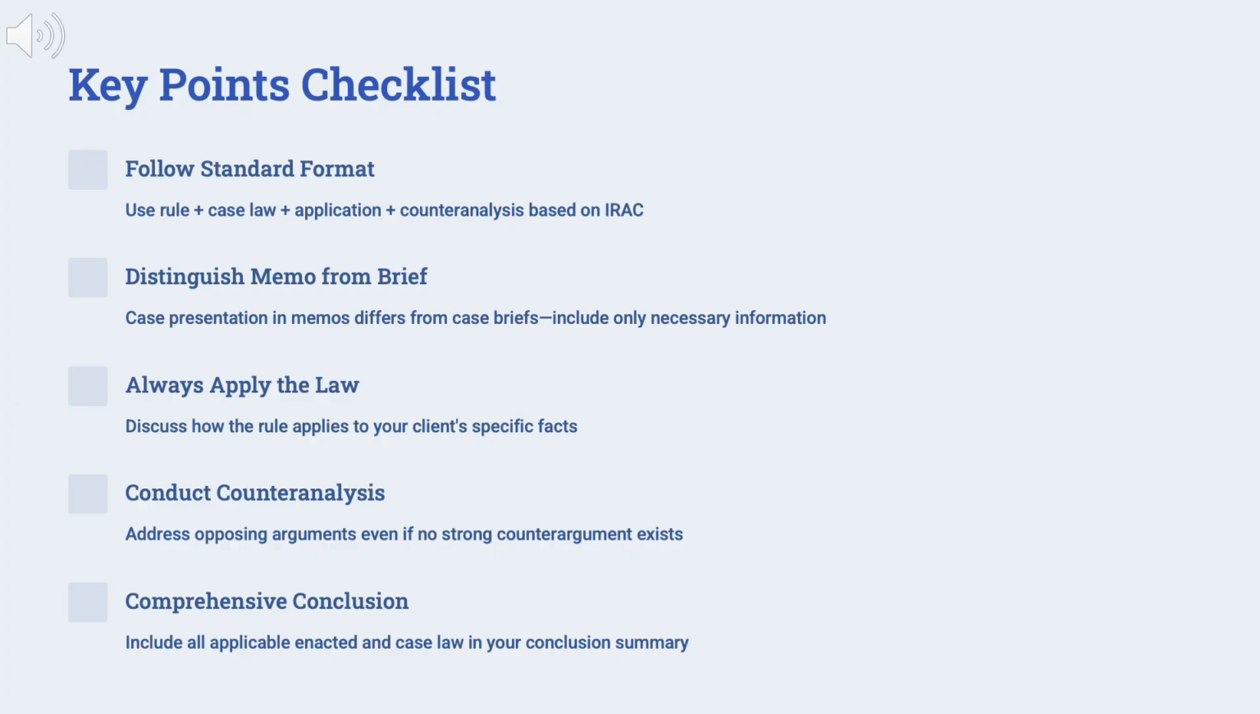The second point is to maintain the distinction between how cases are presented in a memo and how they are presented in a case brief. The memo includes only what is necessary to demonstrate relevance and support the application, not comprehensive procedural history or detailed recitation of every aspect of the court's reasoning.